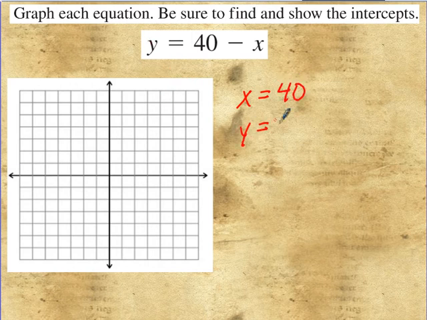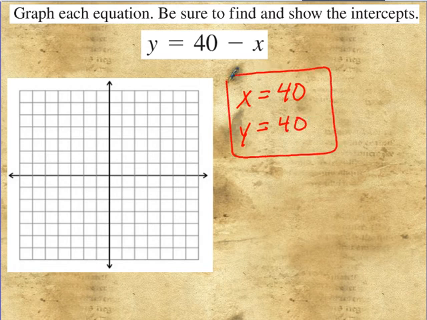What about my y? In order to find my y-intercept, we're going to plug in 0 for x. Brianna, do that for me. Plug in 0 for x, you get y equals 40. Thank you. So I have an x-intercept and a y-intercept of 40.